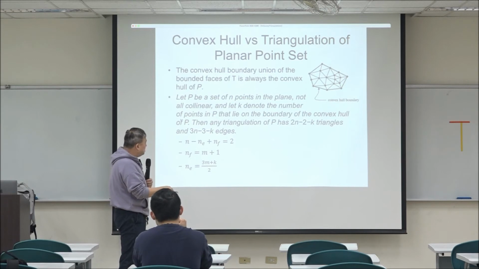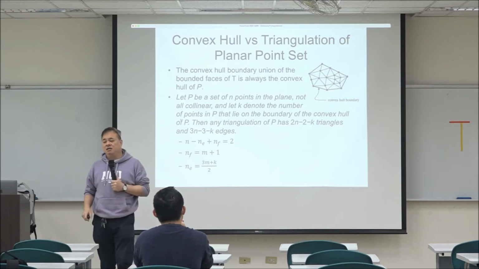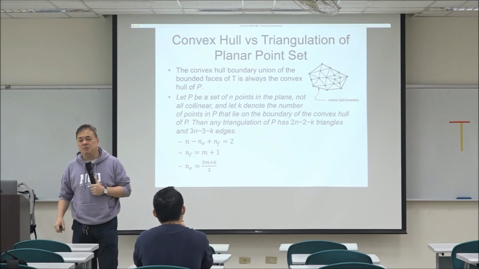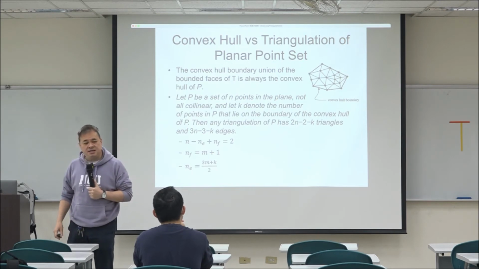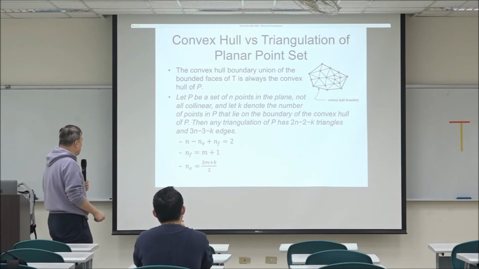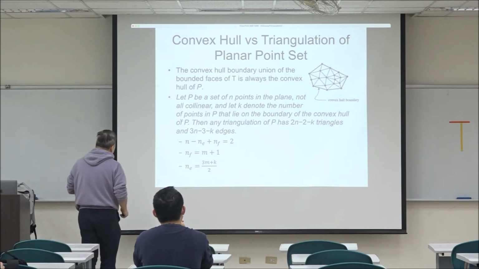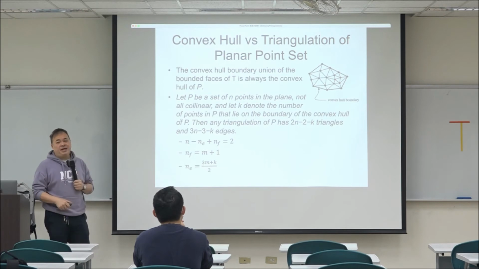Any triangulation of P, it doesn't matter which triangulation we use, has 2n minus 2 minus k triangles and 3n minus 3 minus k edges. Obviously, k is bounded by n, so you can see that the number of triangles and the number of edges are linear in the number of points. So how do we obtain that? Again, the Euler formula comes in very handy here.